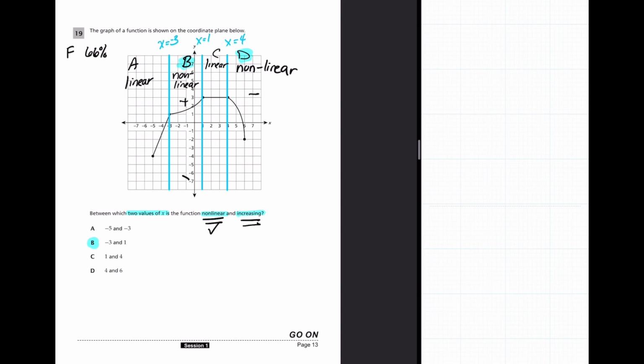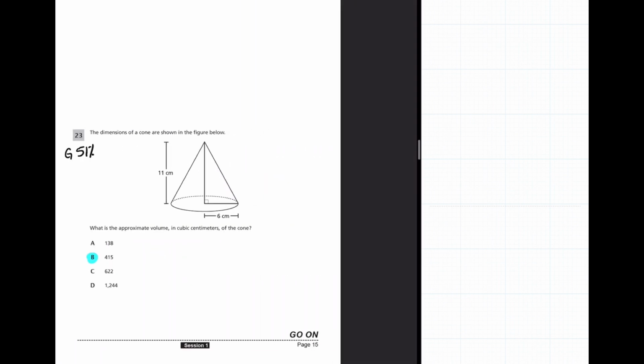So here's the place where both those things are true, and it is between what two values of x, when x is -3 and when x is +1. So again, I'm cutting my chart into the little sections, and I'm looking for the conditions that I wanted: nonlinear and increasing. Found it, and it was between those two x values. Let's go to the next one.